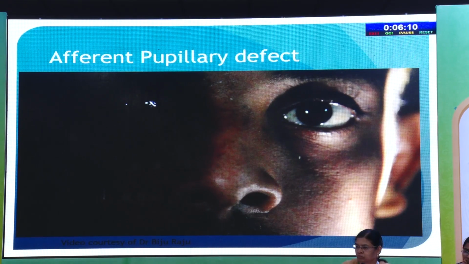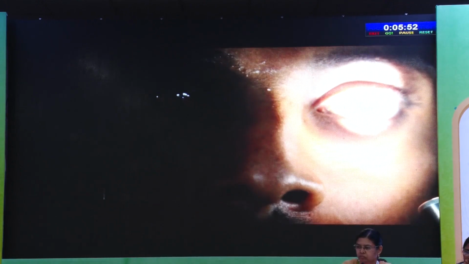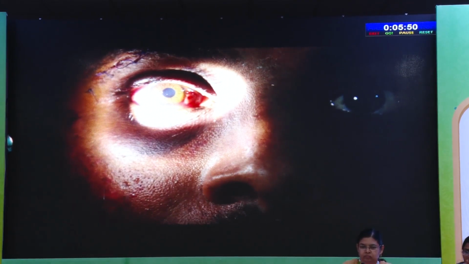And just to illustrate the relative afferent pupillary defect, you can see the dilatation of the right eye. Okay. Next.